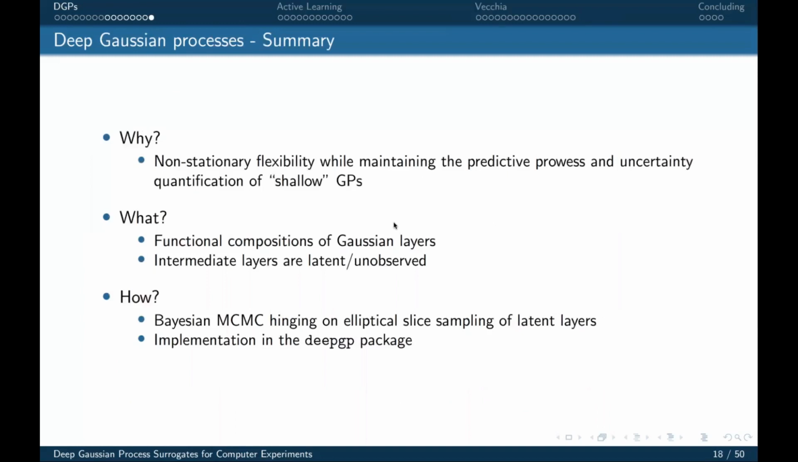Non-stationary flexibility is important in some situations. Ordinary or shallow Gaussian processes don't do great. You can do better by functionally composing layers of these things. And you can do the inference with MCMC using elliptical slice sampling, and there's an R package.